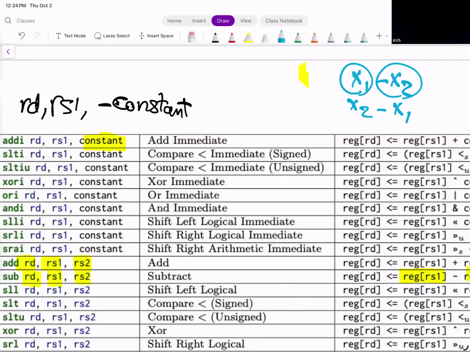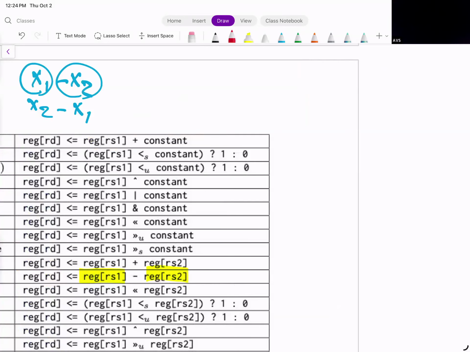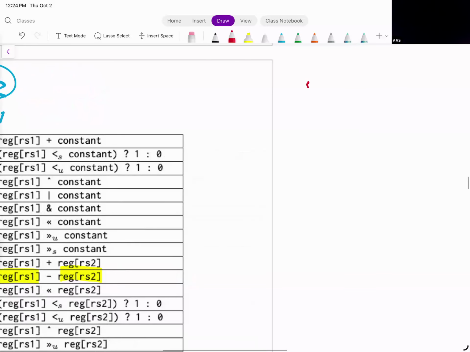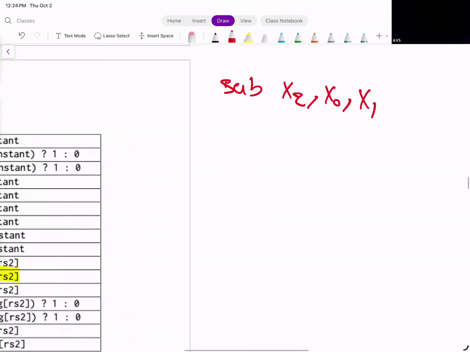So if I write it this way, if I do sub, let's say x2, x0, and x1, x0 is always 0. So this means that x2 is equal to minus x1. Does that make sense? So x2 now is a negative. Any other questions?